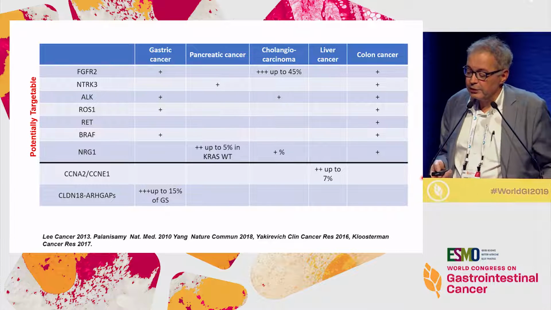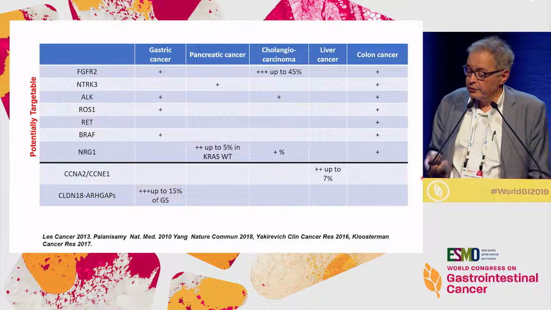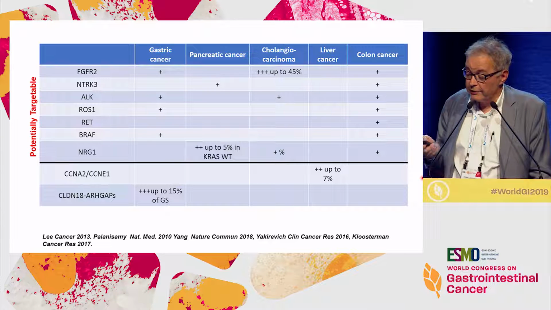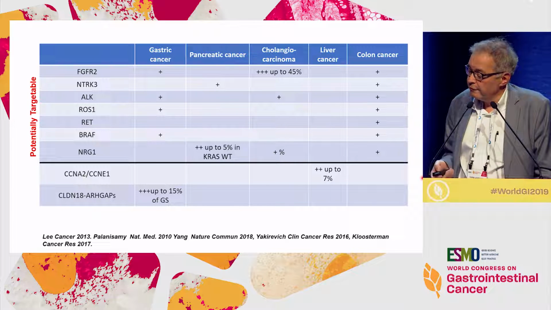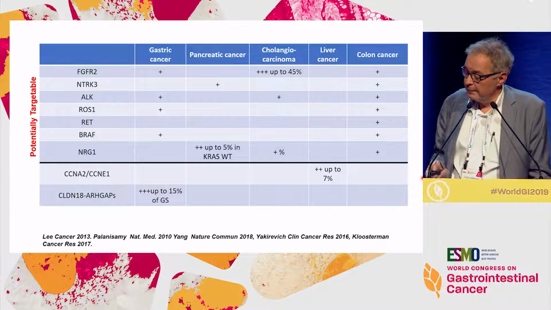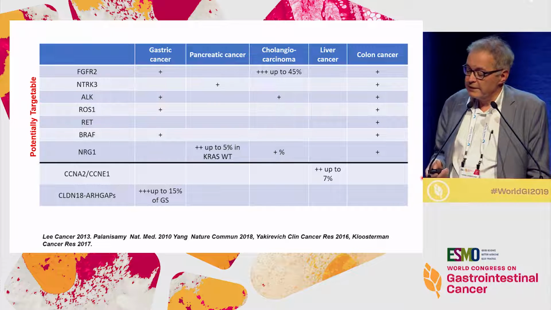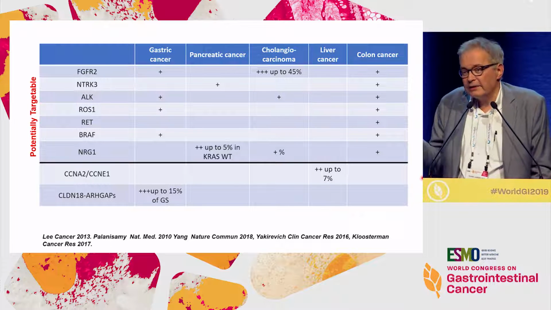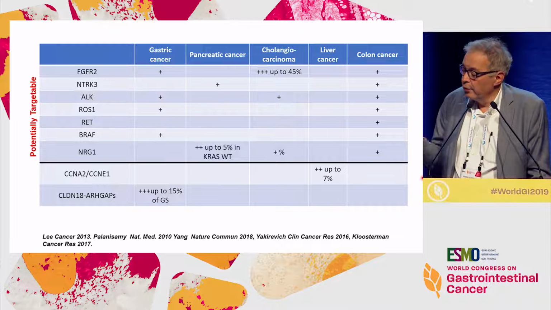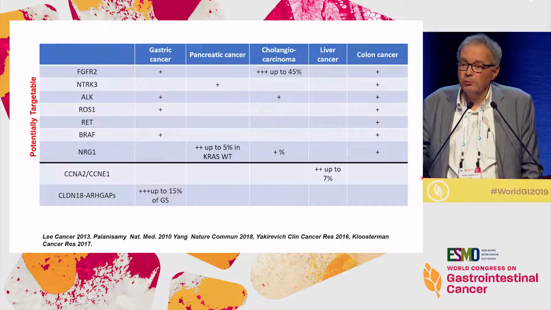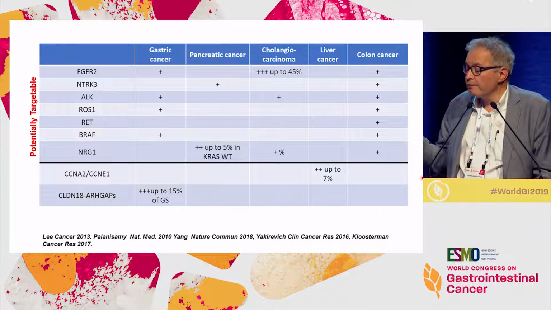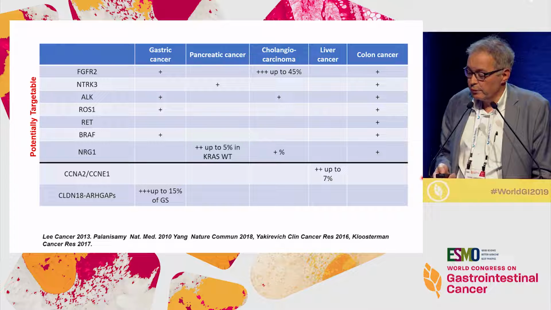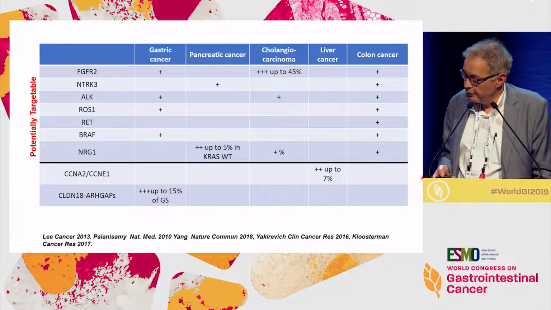So you have the potentially targetable fusion genes: FGFR2, NTRK3, ALK, ROS1, RET, BRAF, and NRG1. And you can see that you can observe, for all the tumor types, at least 2 or 3 of these alterations at a frequency which could be low, around 0.1% for the less frequent, but up to 45% for the most frequent in a subtype of tumors.